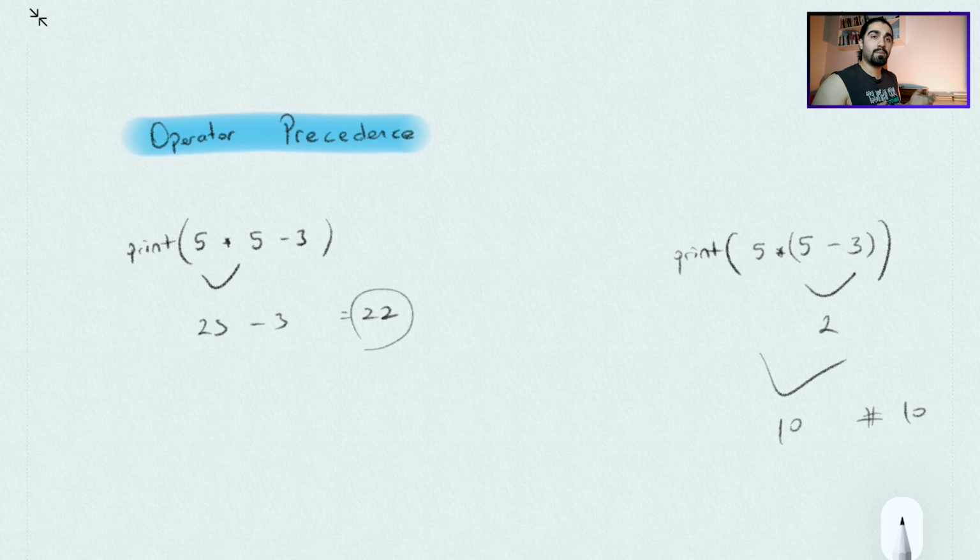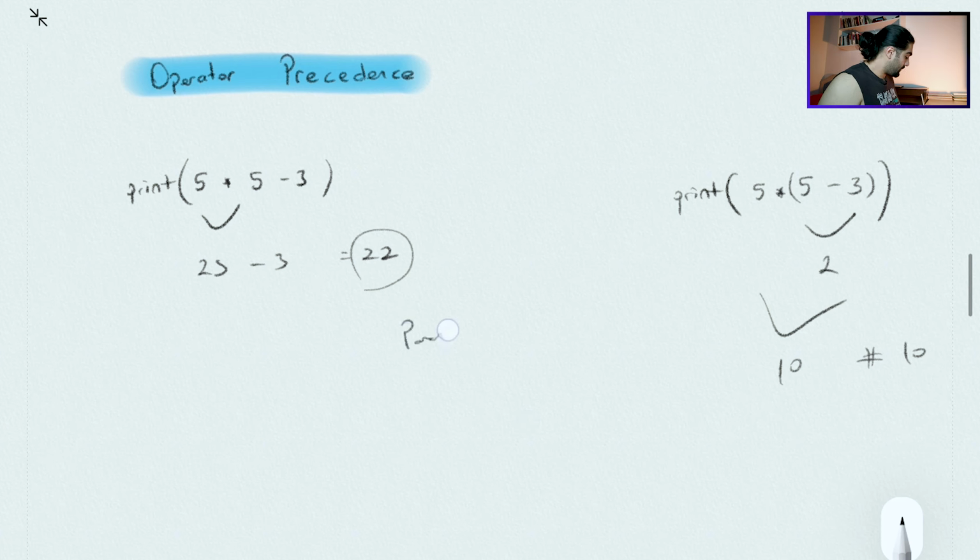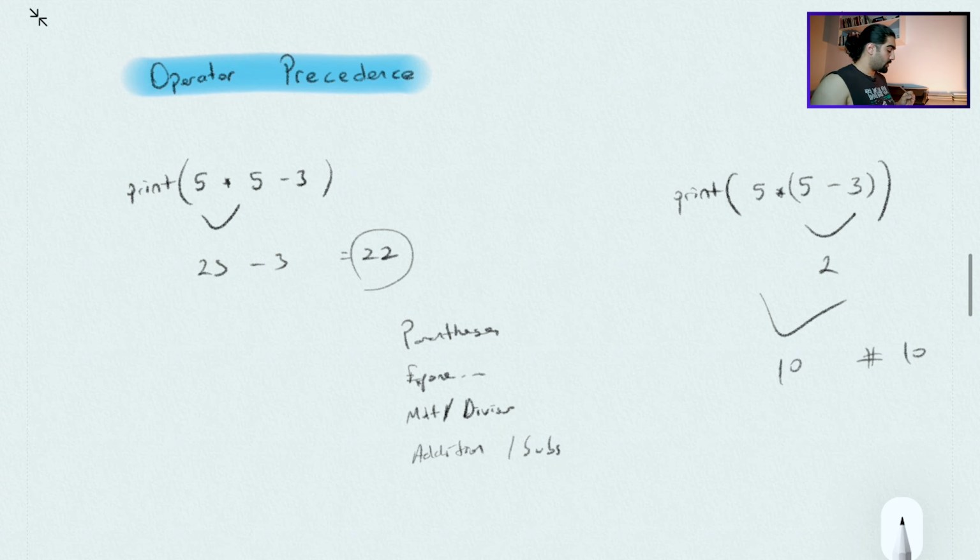And if we have some exponentiation, that's going to take precedence over other operations. So we can say that first come parentheses, then exponentiation, then multiplication and division. Then we have just addition and subtraction. Okay, so this is basically how we follow operations in our calculations.